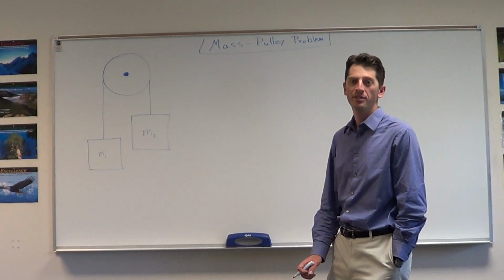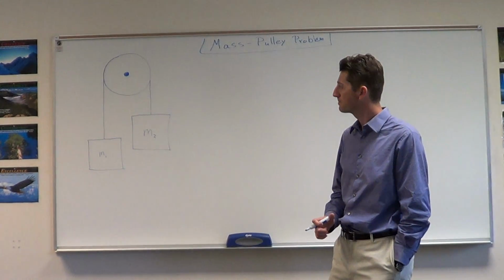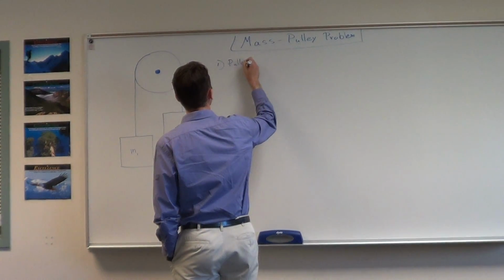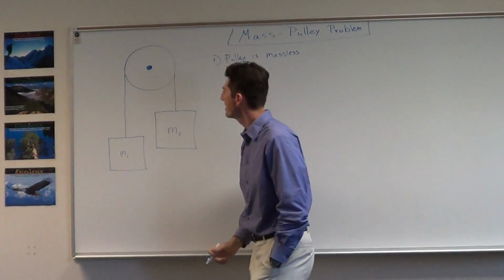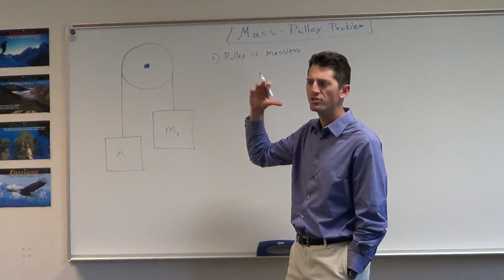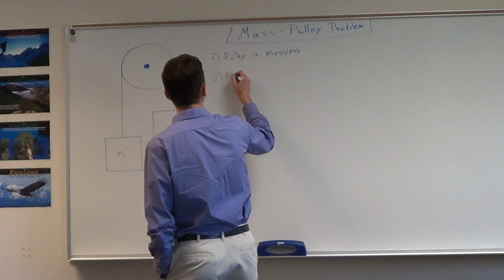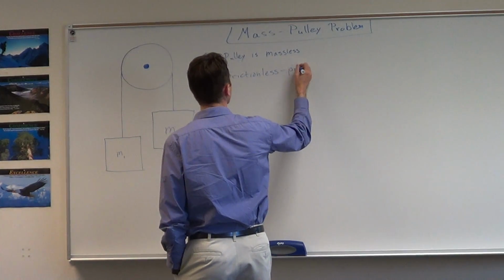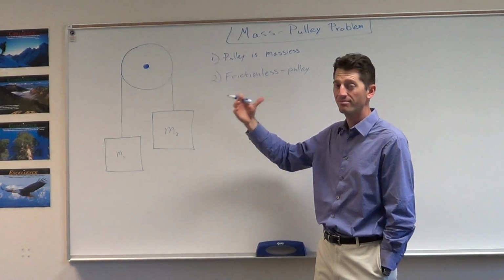One of the first problems you'll be solving in Physics 2.8a is a simple Mass-Pulley system. There are two assumptions with the Mass-Pulley system. Firstly, the pulley is massless. That means that when this rotates, there's no resistance to its movement. And secondly, it's a frictionless pulley. So a frictionless pulley is one that has no resistance as well.